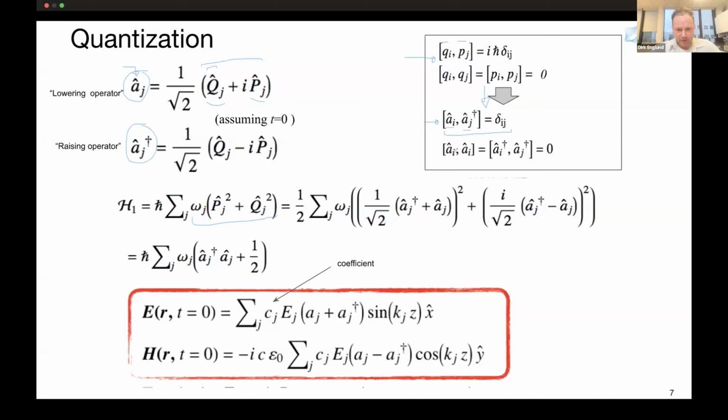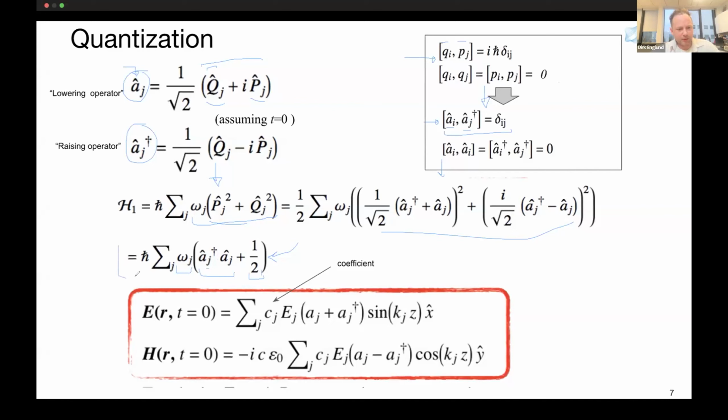Okay. And if we then plug this and this together into our earlier expression and simplify, we arrive at this form of the Hamiltonian, which is going to be familiar to many of you. This here is the number of photons in mode j multiplied by the energy per photon, omega sub j, of mode j, plus an offset, and this is the vacuum energy of mode j.